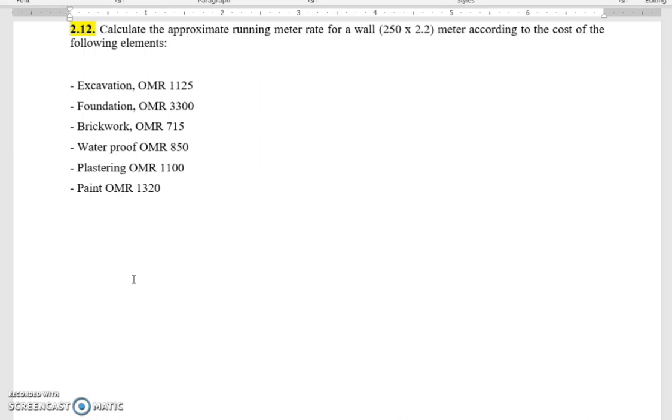And in today's class, we're gonna solve questions 2.12 and 2.13, and so on. The question says: calculate the approximate running meter rate for a wall 250 meters by 2.2 meters, according to the cost of the following elements. The excavation cost 1,125 riyals. The foundation works cost 3,300 and 715 brickworks, waterproof 850 and 1,100 plastering and 1,320 for painting. So in this question, it's asking about the approximate running meter rate.